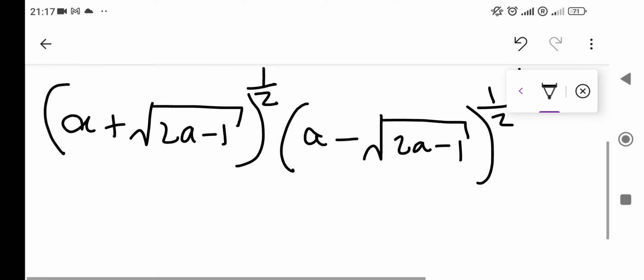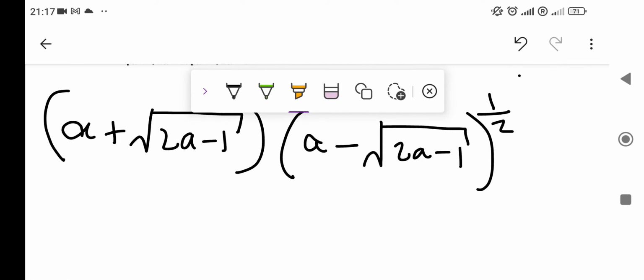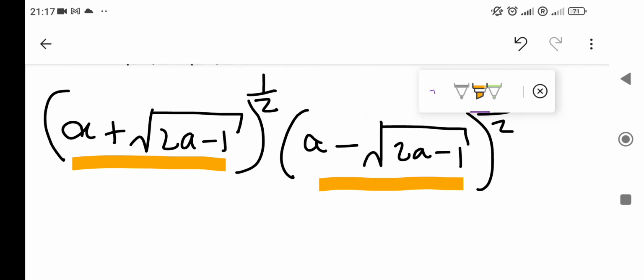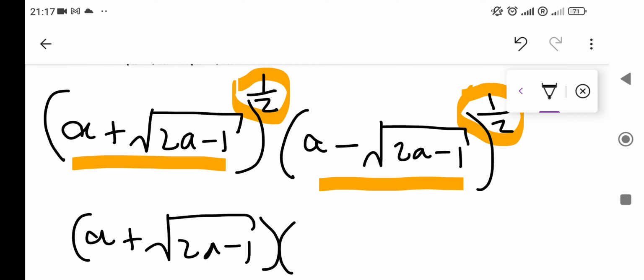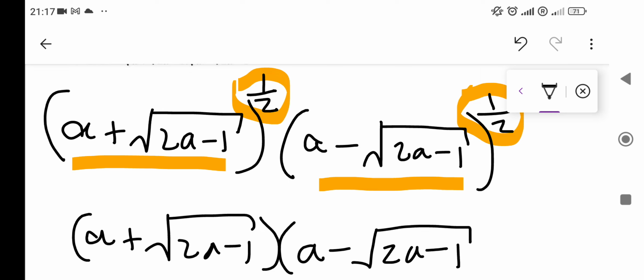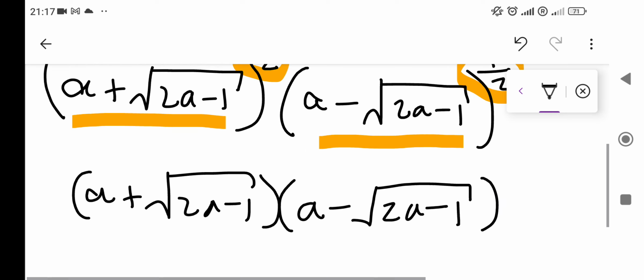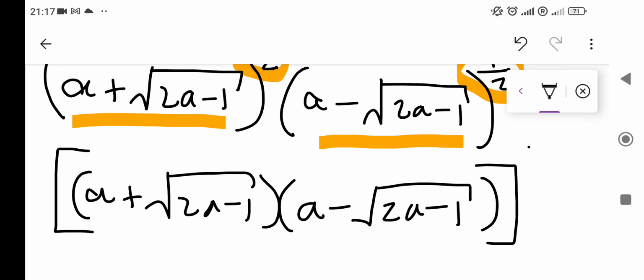Just thinking back to that exponential law that we spoke about, different bases, however same exponent. So what did we say? We said those bases can multiply and then have that same exponent. So we can rewrite this as a plus square root of 2a minus 1, and this is going to multiply with a minus square root of 2a minus 1. Okay, so those two things are going to multiply, and then outside them we will have this exponent half over there. Great, so that helps.